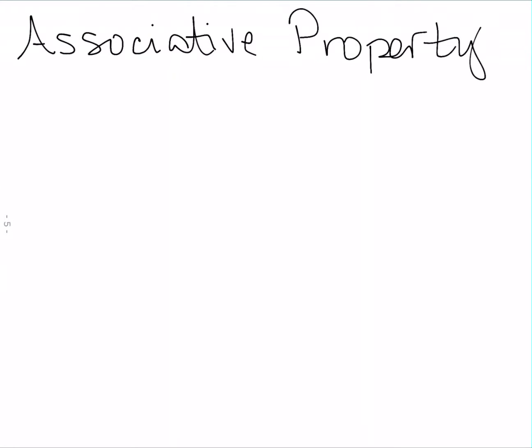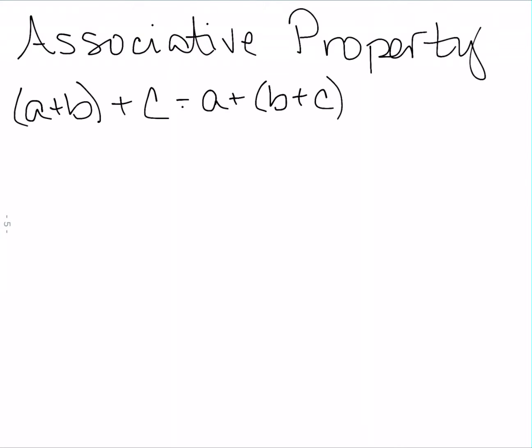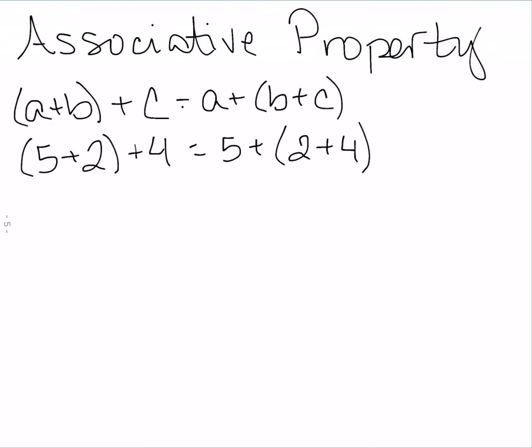Next is the associative property, and this starts dealing with adding or multiplying three numbers. It says that if I have a plus b, all plus c, that's the same thing as a plus b plus c. So (5 plus 2) plus 4 is the same thing as 5 plus (2 plus 4). Another way to think of this is if you add three numbers, it doesn't matter which two you add first. You can pick any two of them, and then add in the third one.